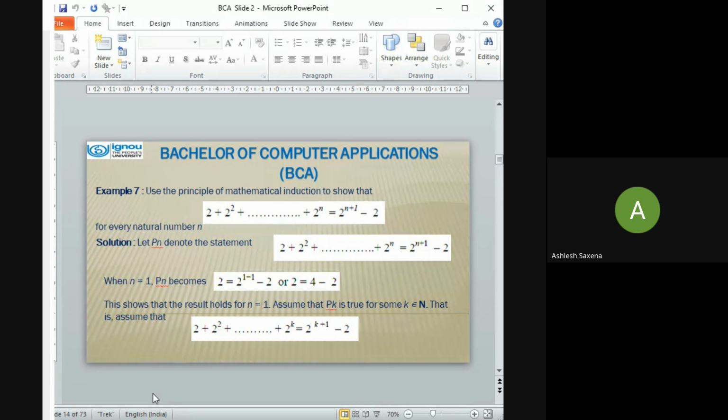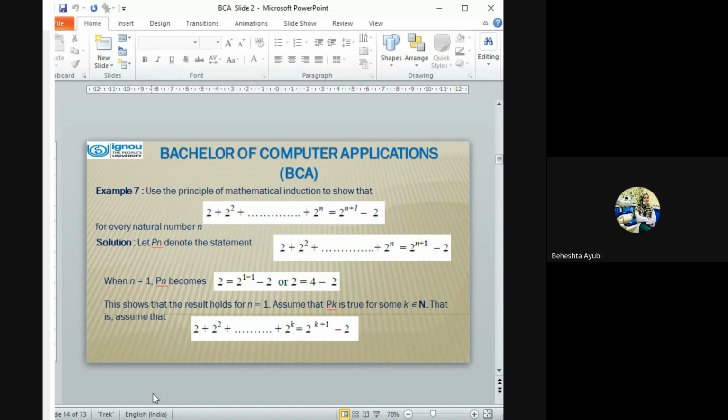Now who is going to tell me what you are supposed to do? The method is not going to change, it will remain as it is. Only the question is going to change, and it has been changed. Can anyone explain how you will proceed? The problem is 2 plus 2 raised to the power 2 plus till 2 raised to the power n, which is equal to 2 raised to the power n plus 1 minus 2.